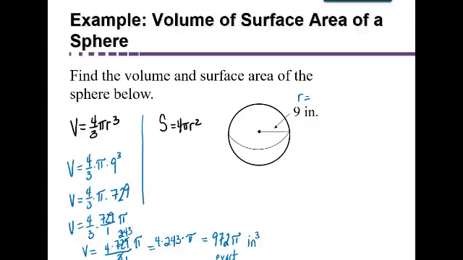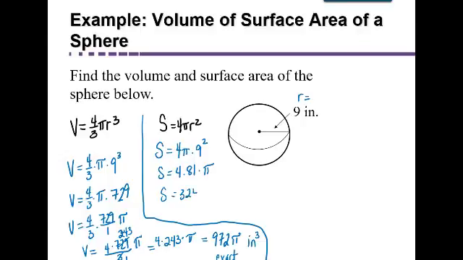All right, let's try and find the surface area now. So the surface area is how much paper it would take to wrap this sphere up. So we're going to say surface area equals 4 times pi times the radius squared, 9 squared. So that's going to be 4 times 81 times pi. So that's going to be 324 pi. And the units, since we're talking about area, will always be square inches or square meters or whatever, units squared.